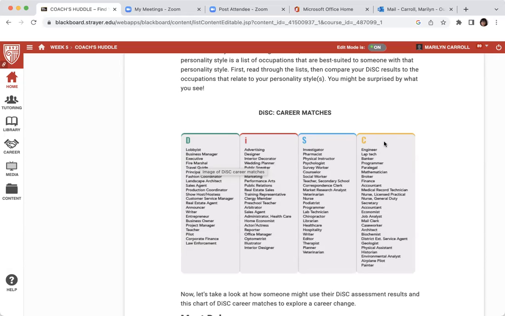Under C, you have the engineers, the lab tech. These are people that have to be specific about what they're doing. The bankers, the programmers, paralegal, mathematician, broker, finance, accountant, medical records person, job analyst, mail clerk, caseworker. The list goes on. So I want you to look at these and come up with 3 from however you mapped out on this list.